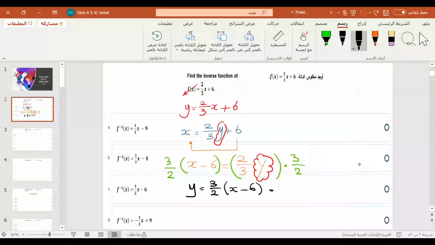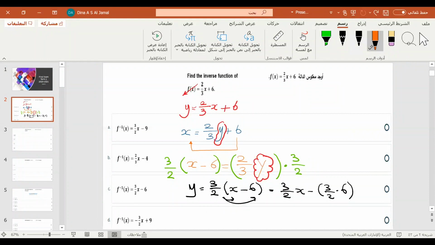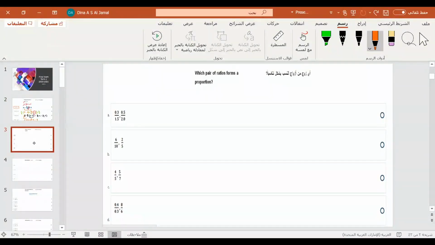Then you can do the distributive property. It will be 3/2x minus 3/2 multiplied by 6. And all of this will be giving you, now you will cancel the y, you will write f inverse of x will be giving you 3/2x minus 9. So your answer will be this one. Let's go to the other question.